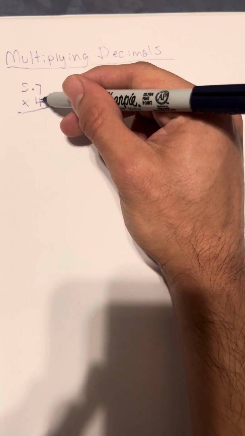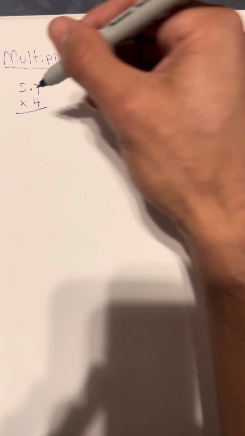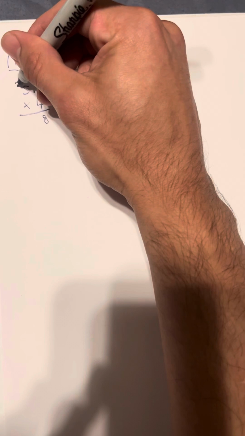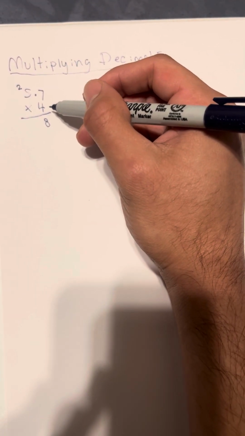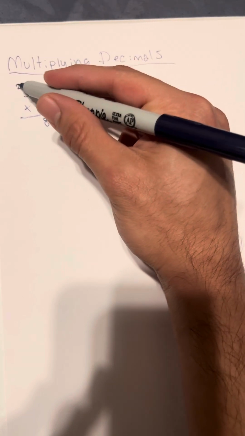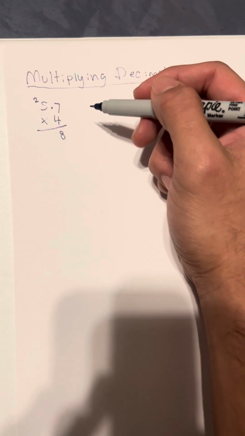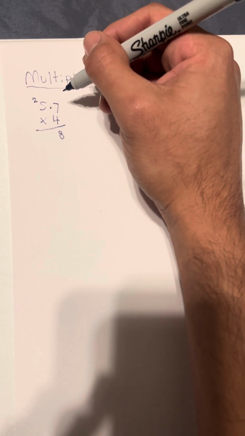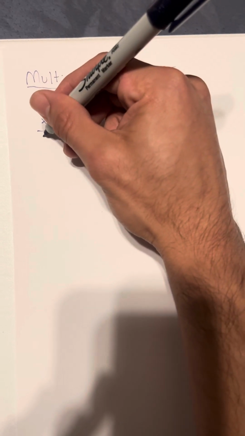So first, we multiply the 4 and the 7, and we get 28. Then we carry over the 2. Then we multiply the 4 and the 5, and that equals 20. And we add the 2 that we carried, so it would be 22.